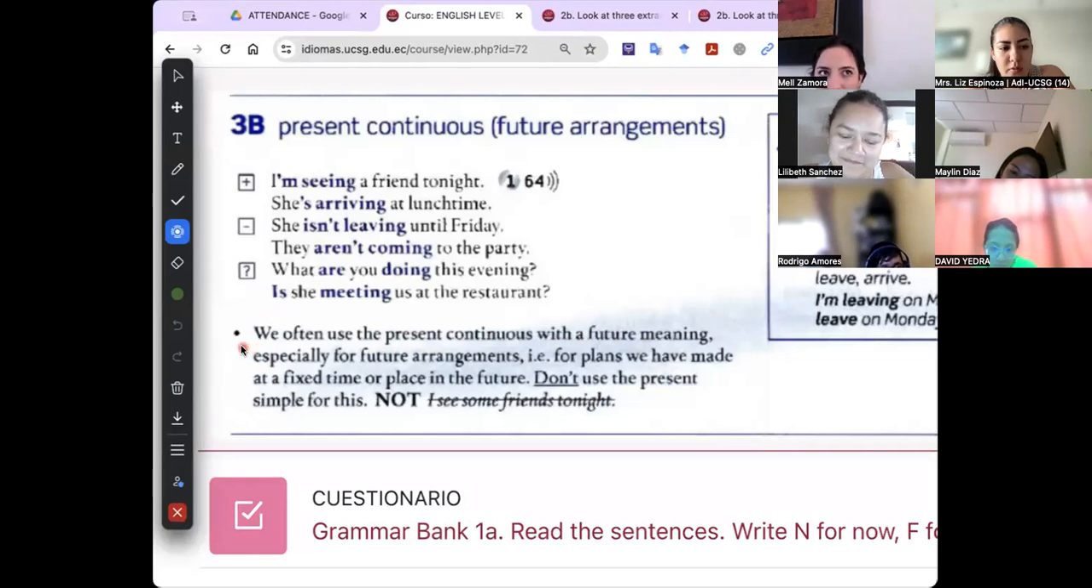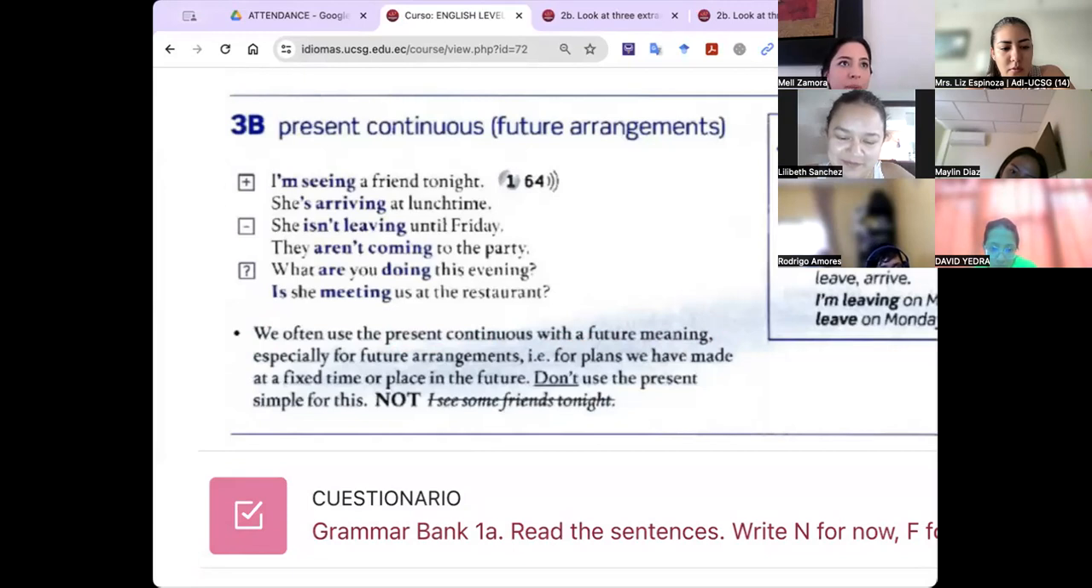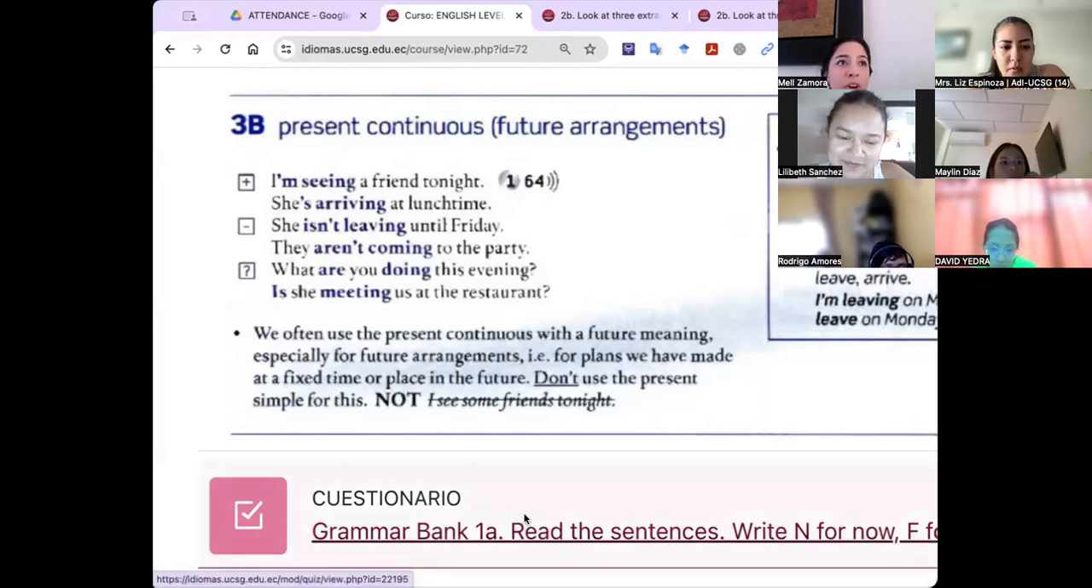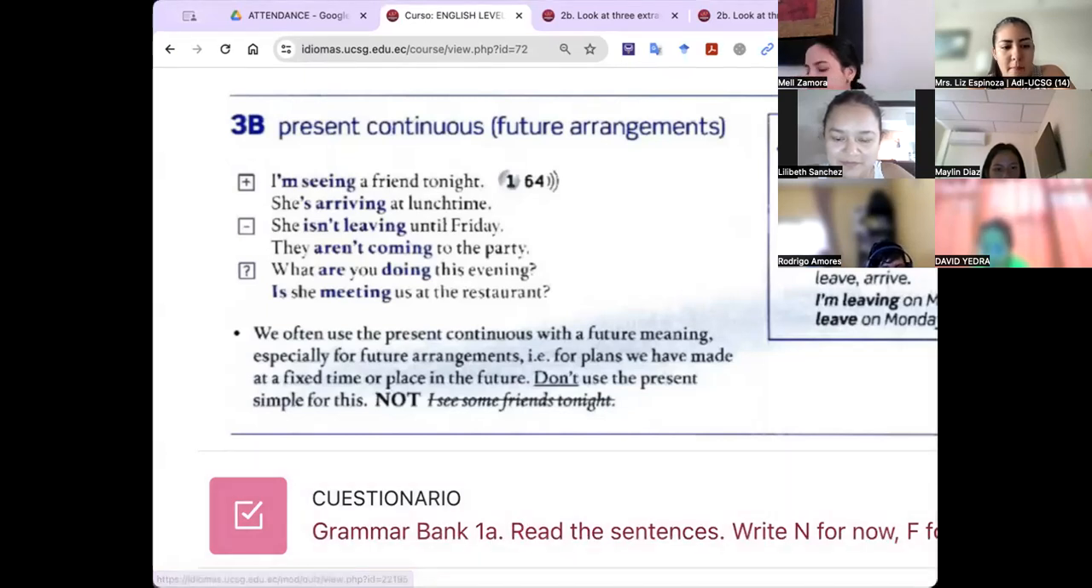We often use the present continuous with a future meaning, especially for future arrangements, for plans we have made at a fixed time or place in the future. Don't use the present simple for this. Not: I see some friends tonight.